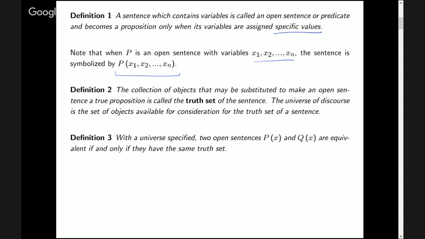The collection of objects that may be substituted to make an open sentence a true proposition is the truth set. The universe of discourse is a set of objects available for consideration for the truth set of a sentence. With a universe specified, two open sentences are equivalent if they have the same truth set. Let's look at some examples.